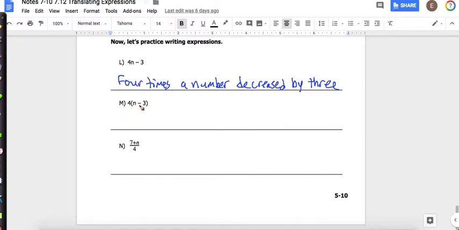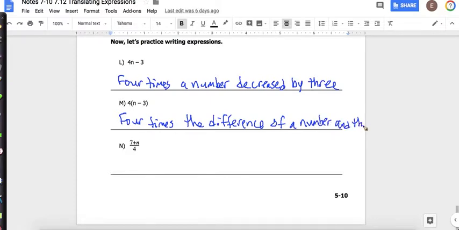There are so many different possibilities, but I just wrote one here. Now, look at the next one. I have parentheses around n minus 3, so I have to use a grouping word. So I'm going to say 4 times the difference of a number and 3. I could say the product of 4 and the difference of a number and 3, but I've got to use difference here because it's grouped together.